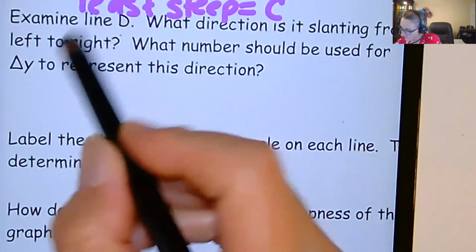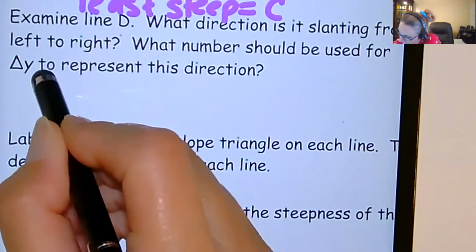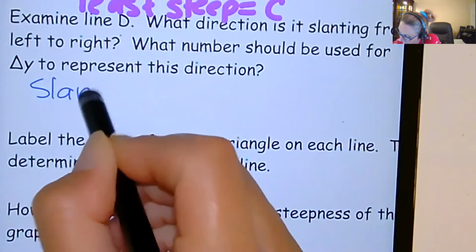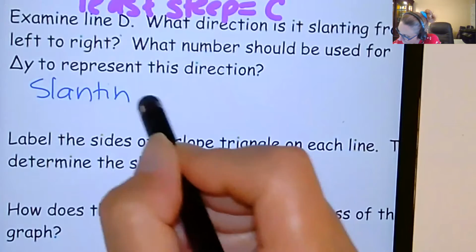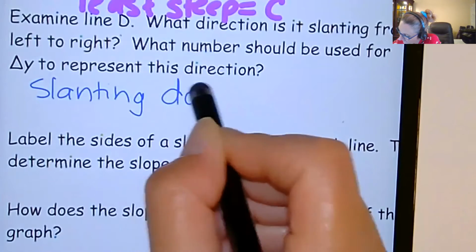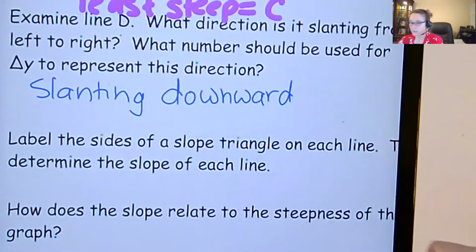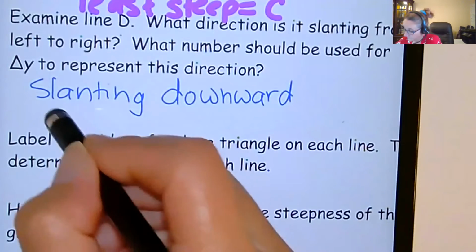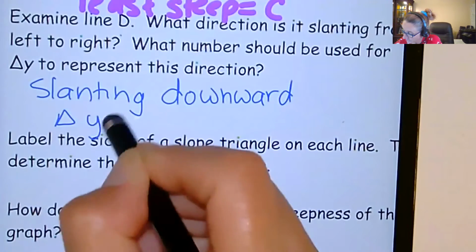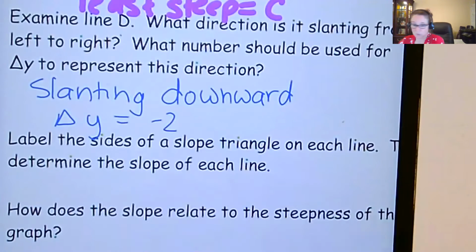Again on this one, it says, what direction is it slanting from left to right? It is slanting downward. And what is the change of y? The change of y is negative 2 because we're going down 2.